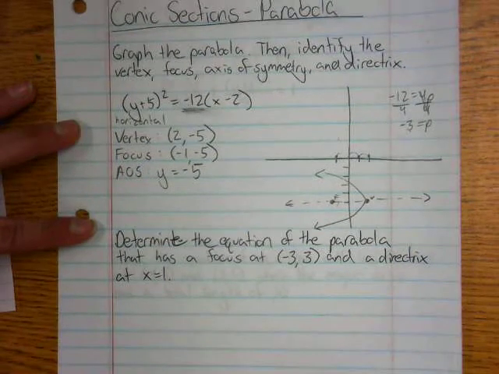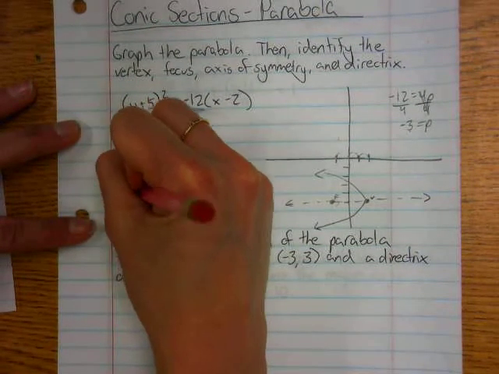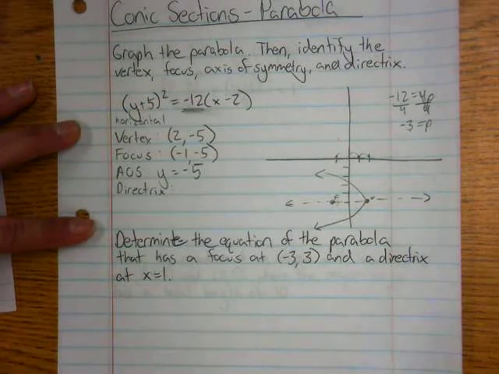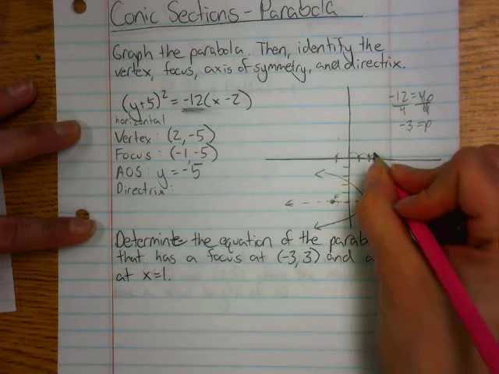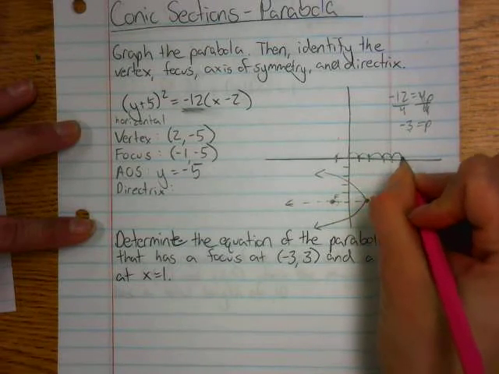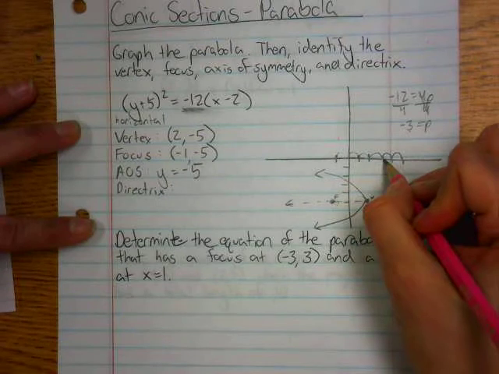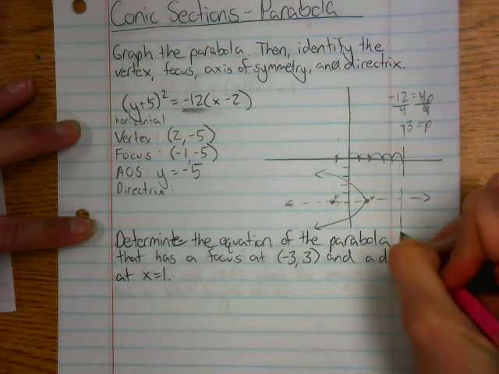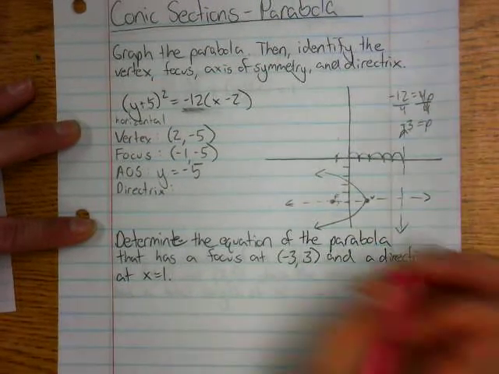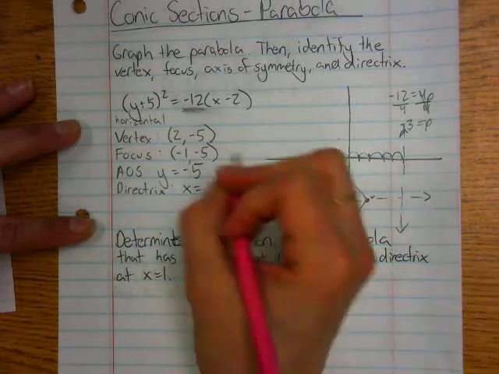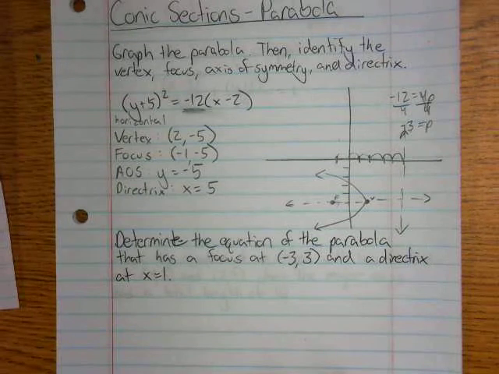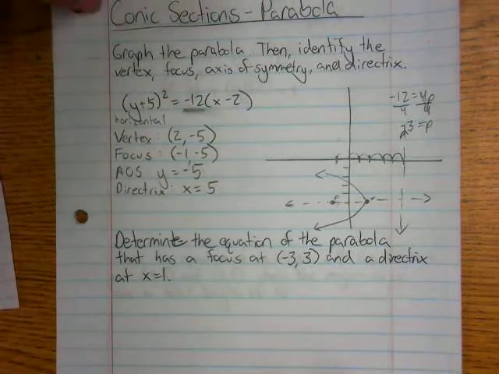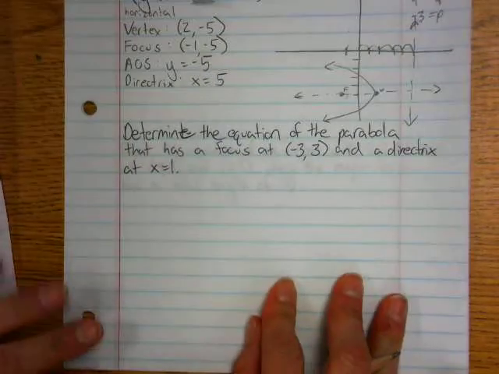And last but not least, the directrix. Now the directrix is always equidistant, or the same distance from the focus. So if the focus was 3 backwards, then my directrix should be from my vertex 3 forwards. 1, 2, 3. So it'd be right here at 1, 2, 3, 4, 5. So I'm going to draw a vertical line there, and that means my directrix would be at x equals positive 5. Great. Okay, so I've graphed it, and I found all 4 of those characteristics. Let's take a look at the second one.